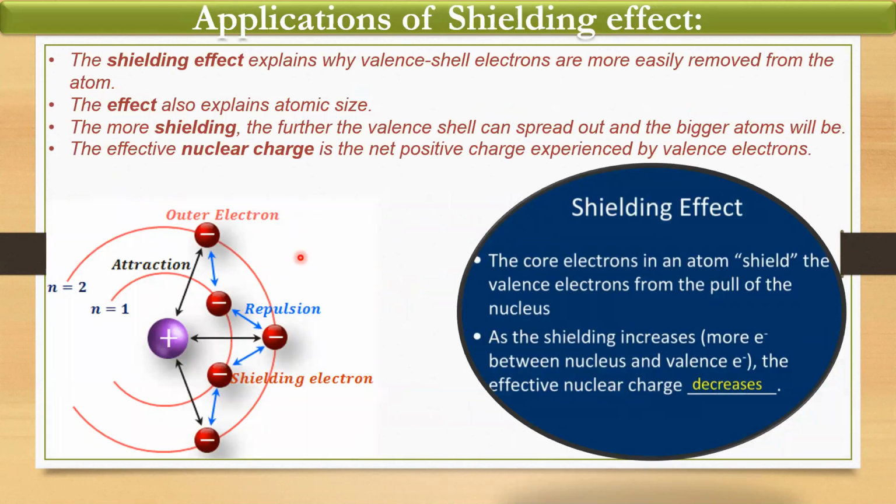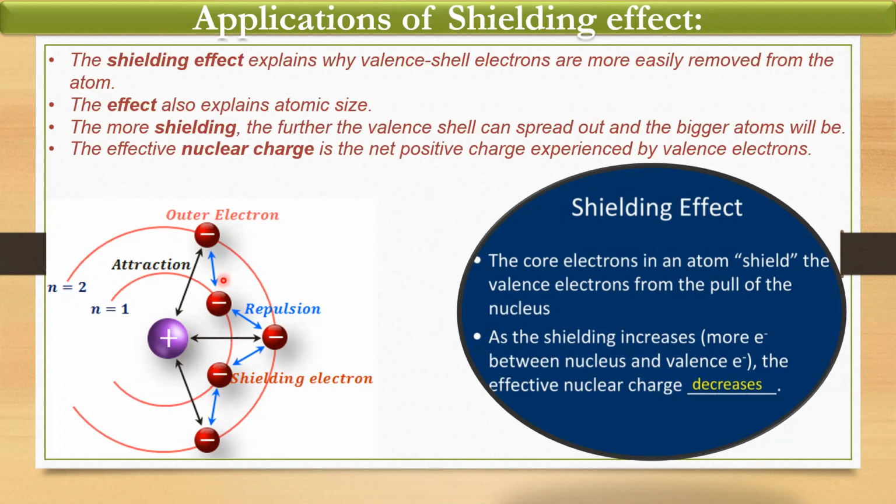Let's see how things are taking place. This is your nucleus, with a positive charge because of the protons present in the nucleus of an atom. This is the first shell, this is the outer shell, and we have the inner electrons. Now there is a repulsion between the inner electrons and the outer electrons, and hence they move away from each other, which creates a shield between the nucleus and the outermost shell, that is the valence shell. This shield is created because of the inner shell electrons present over here.